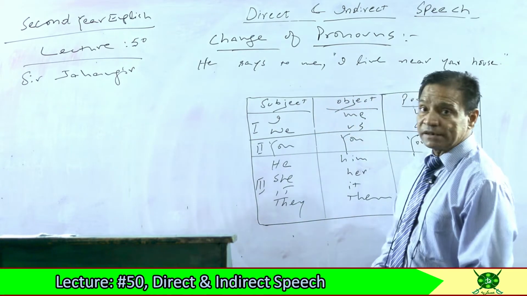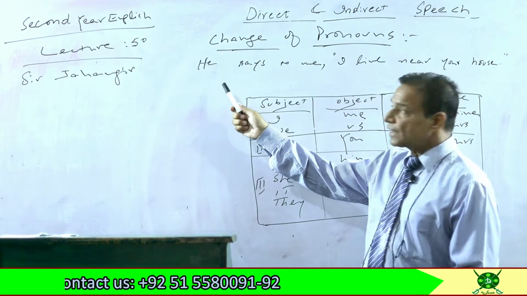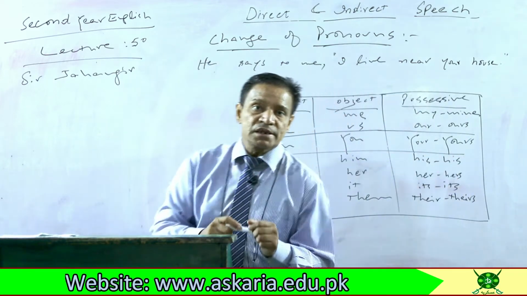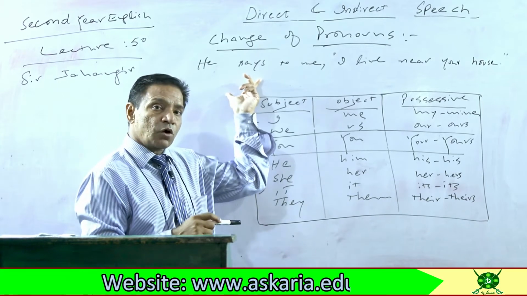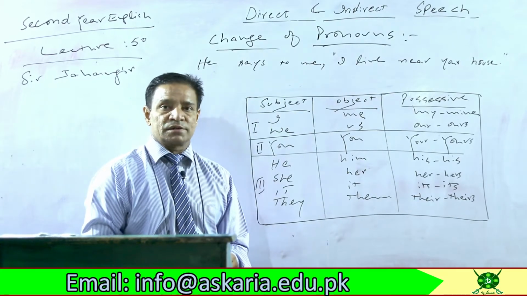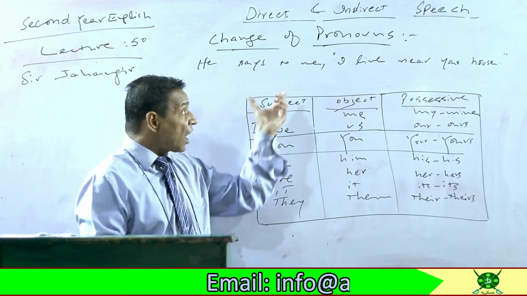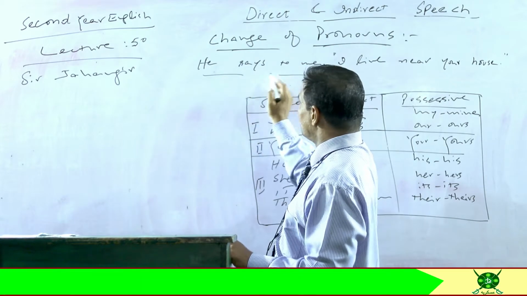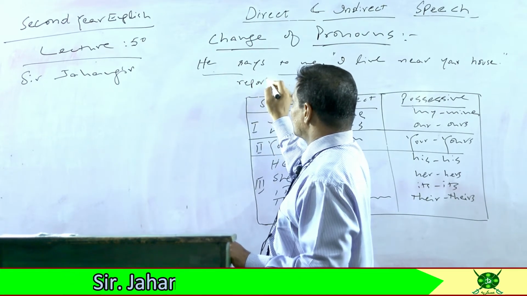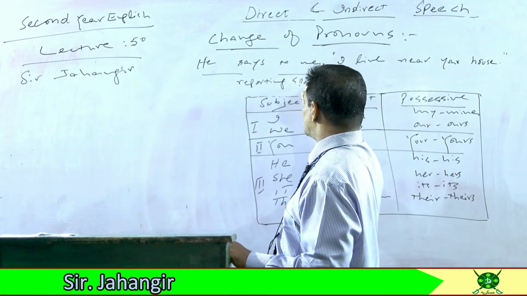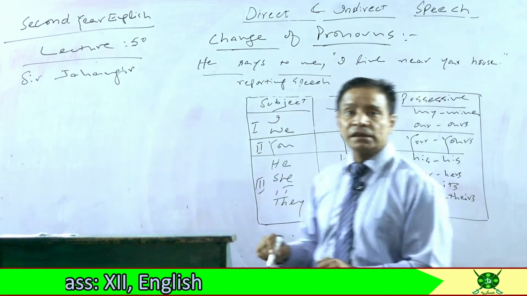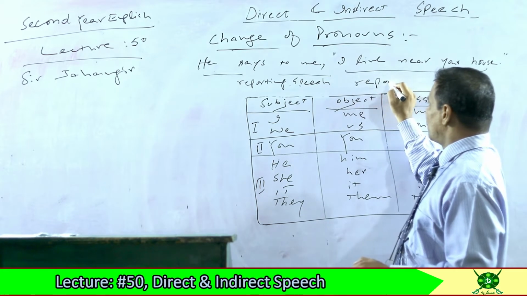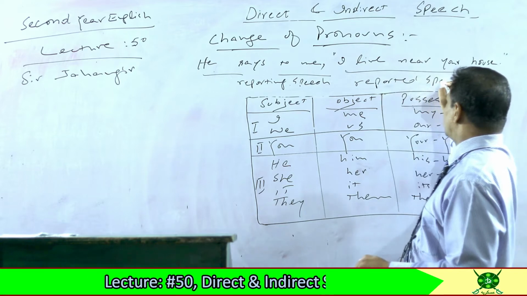See here, what is direct and what is indirect speech? There are 2 sentences. One is outside the comma, and the other is inside the commas. The sentence which is outside the comma is called a reporting speech. This is the first portion, which is called a reporting speech, and the sentence which is inside the comma is called a reported speech.